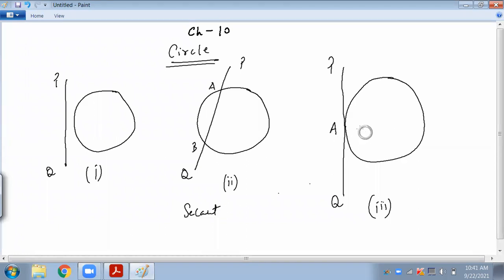And if a line touches the circle at 1 point, then that line is called a tangent. In figure 1, it is not cutting and not touching, so it is just a line and a circle. We don't have a special name. But in the second figure, the line is cutting the circle at 2 points, A and B. So that line PABQ will be a secant. And in the third figure, the line PQ is touching the circle, not cutting, just touching the circle at a point. Such a line is called a tangent.